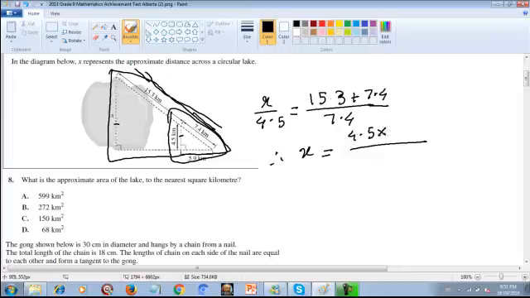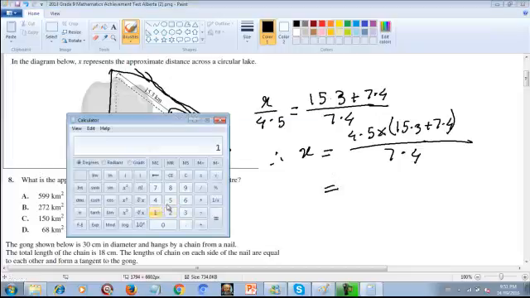4.5 times 0.3 4 divided by 7.4. That is equal to 15. So x comes up to be 13.8.